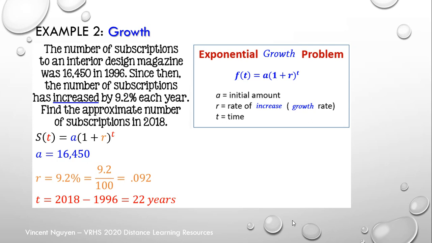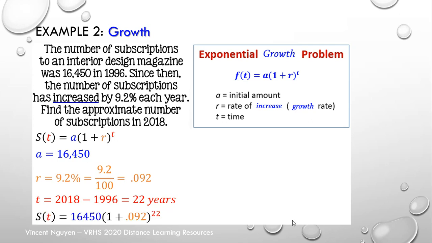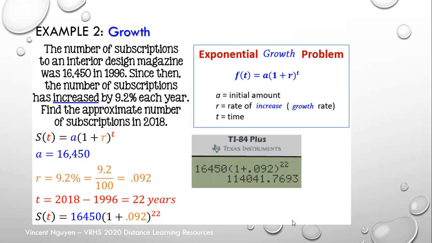Okay, so we substitute everything into a formula like before: 16,450 times 1.092 raised to the 22nd power. Okay, and then we will carefully type that into our calculator. Okay, don't leave any zero out and don't add any extra zero. And the calculator says 114,041.7693.